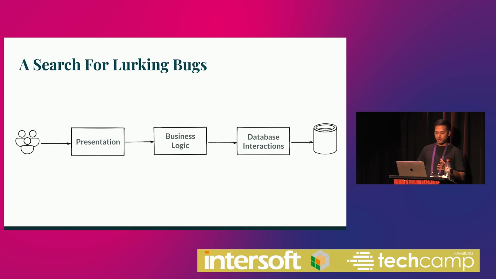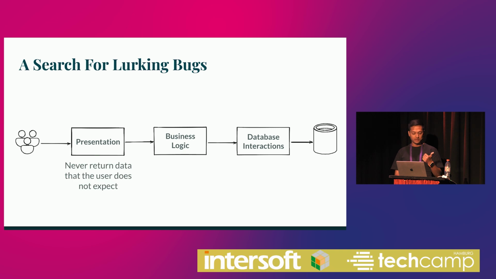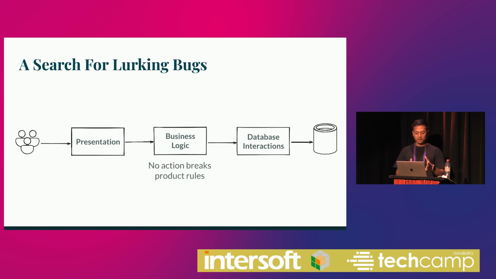So let's try to use property-based testing in our application, the meetings application, and let's go on a hunt or a search for these kind of lurking bugs. So in the presentation layer, we want to make sure that we never return any data to the user that they don't expect. So no null pointer exceptions, no stack traces. In the business logic, we do not want to ever break product rules. In this case, it will be the overlapping of meetings. So nothing ever should allow me to create overlapping meetings.